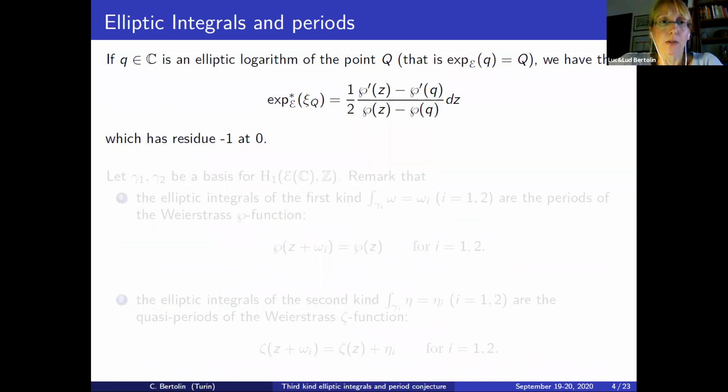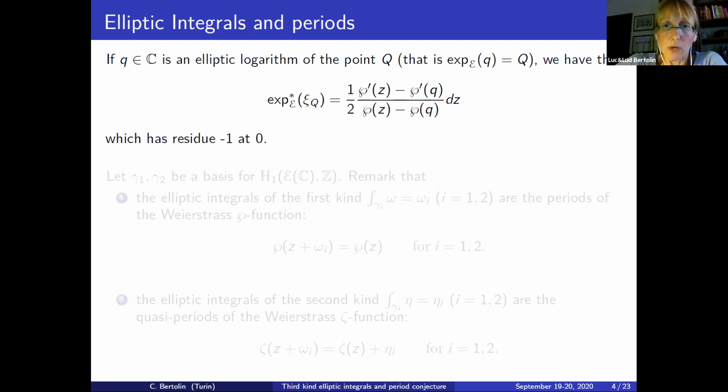Now I want to make the link between elliptic integrals and periods. If q is any elliptic logarithm of the point Q, what is an elliptic logarithm? It's just that the exponential of small q is big Q. We have that the pullback via the exponential map of this differential form of the third kind is 1/2 (℘'(z) minus ℘'(q)) over (℘(z) minus ℘(q)) dz, which has residue minus 1 at 0.